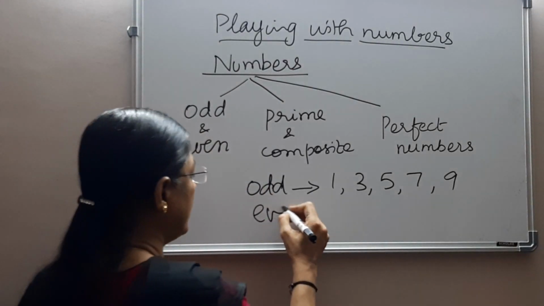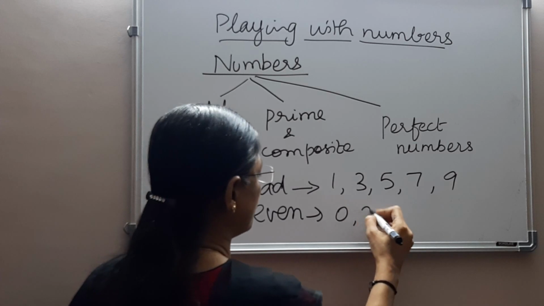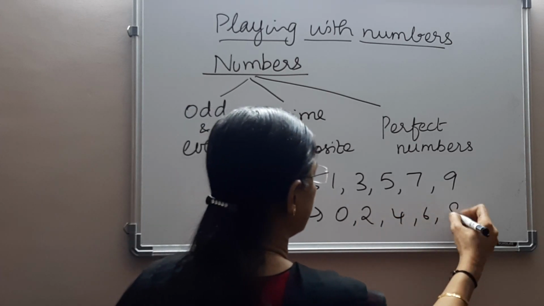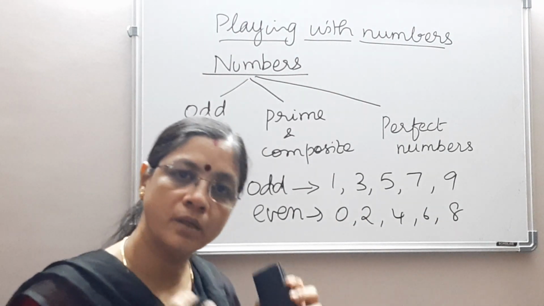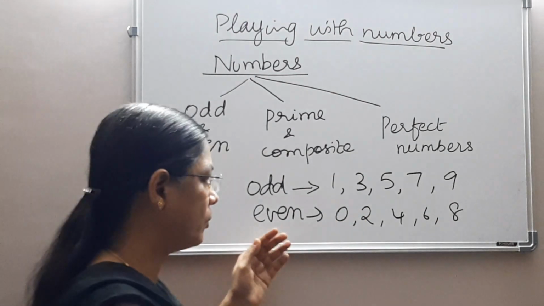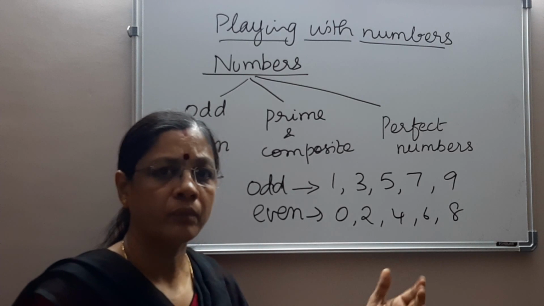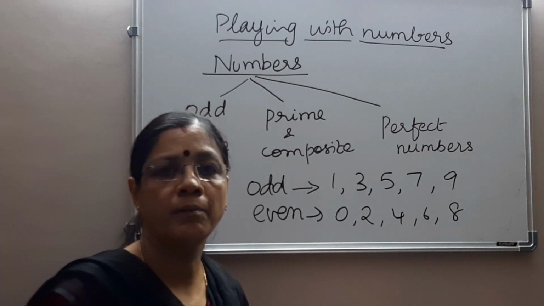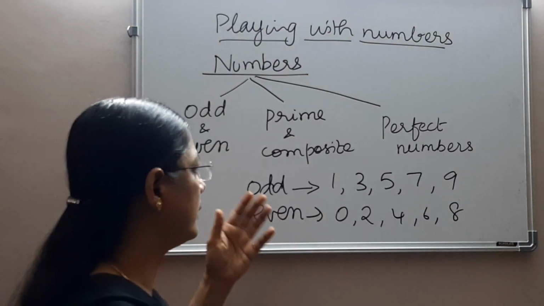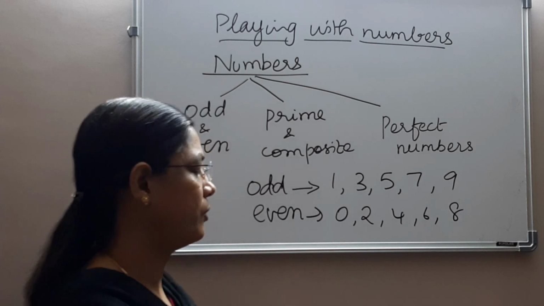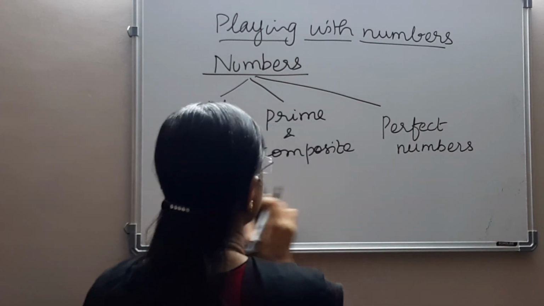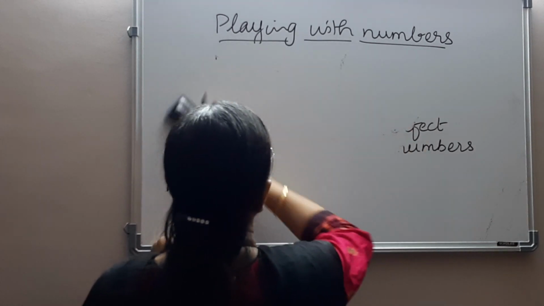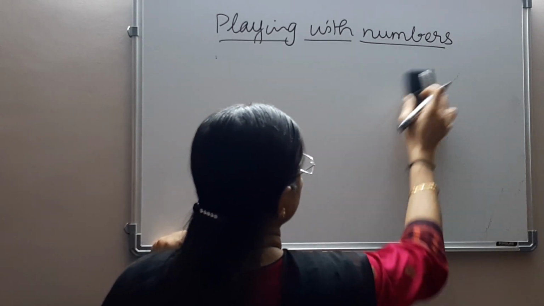Now what are even numbers? Even numbers are those numbers which end with 0, 2, 4, 6, 8. So these numbers are termed even numbers. That we all know. You would have heard about odd and even numbers at some point or the other. Now what are prime numbers and composite numbers? We'll come to prime numbers and composite numbers.